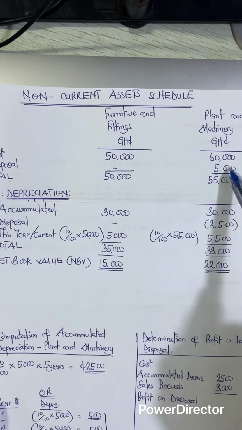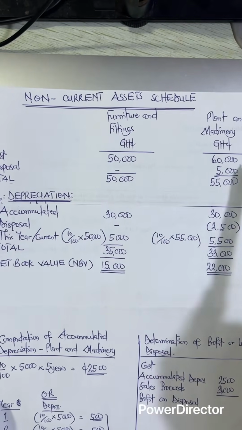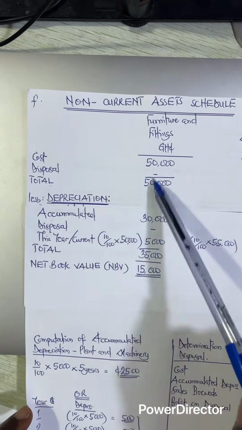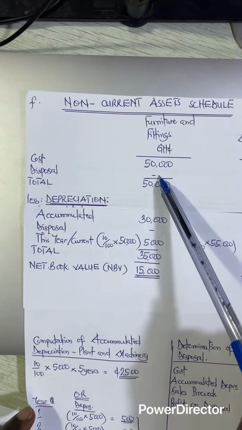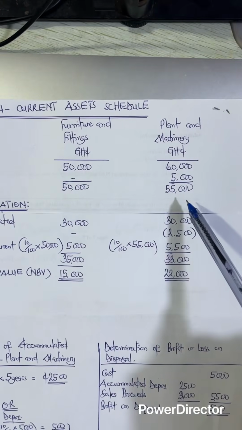So bring how much you acquired the asset for, 5,000. Because here we are dealing with cost, not selling prices, cost. So the cost of the asset that we sold was 5,000. When you finish, you get the total cost. So 50,000 plus 0 will be 50,000. 60,000 plus 5,000 will be 65,000.